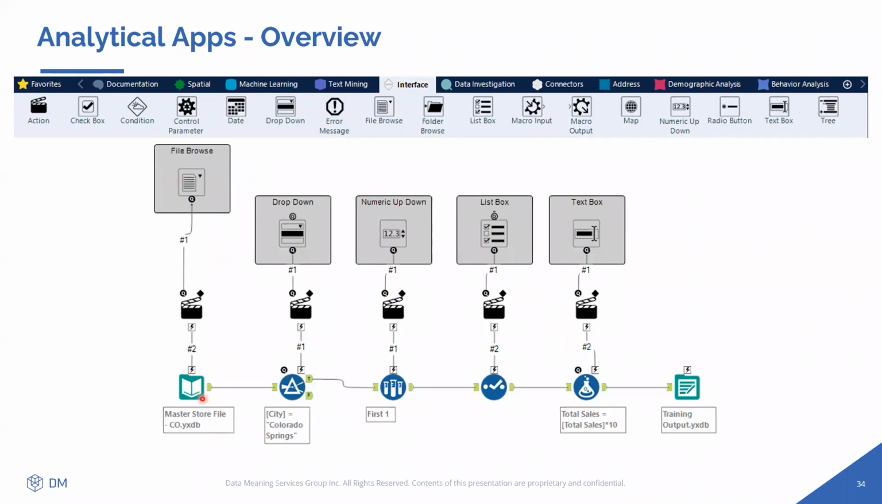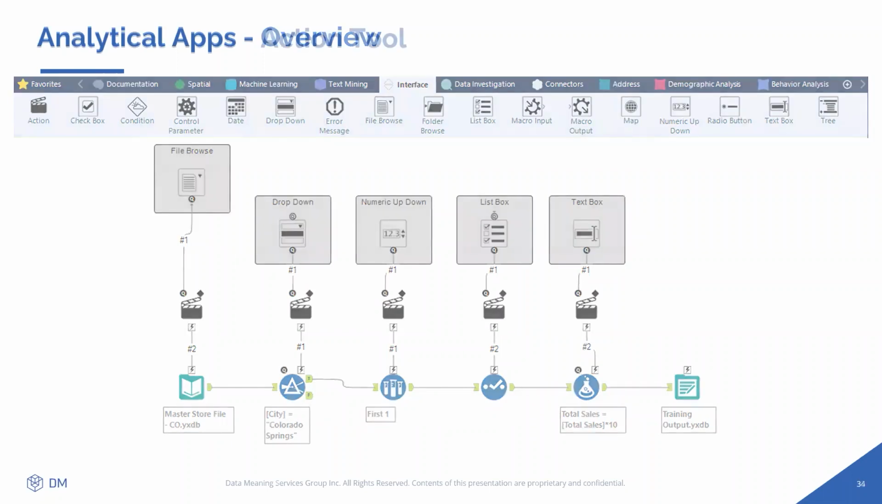So, okay, the user will need to provide a file before running the workflow. The user will select from a list. The user will select numbers here. You choose a number. The user will have a list box with the columns to select that he wants in his output, as well as a text box here that can be a number for the user to multiply the total sales.